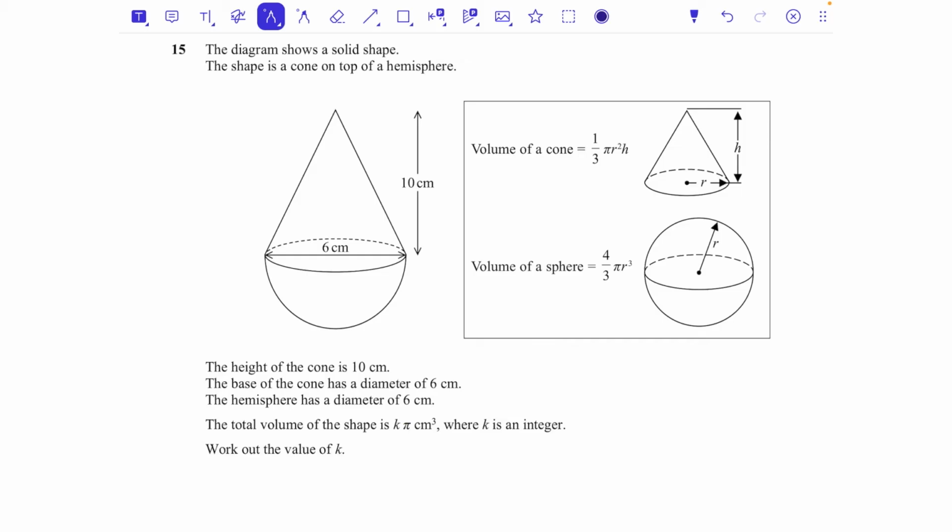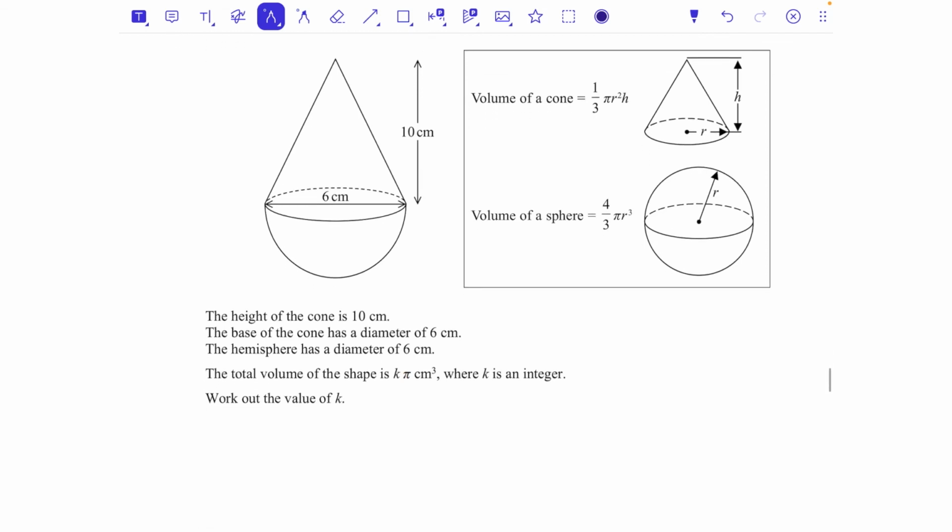So we've got to work out the volume here. I'm going to do this in 2 parts. I'm going to work out the volume of the cone, and I'm going to work out the volume of the hemisphere, and then I'm just going to add those 2 answers together.